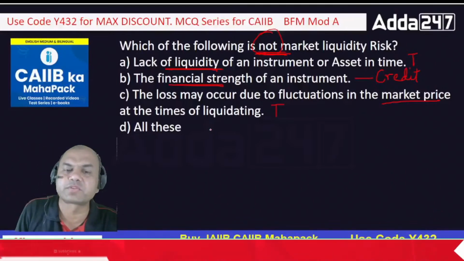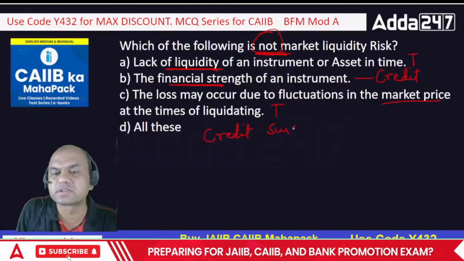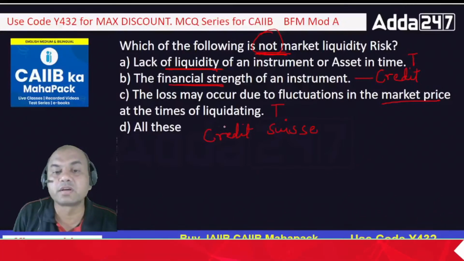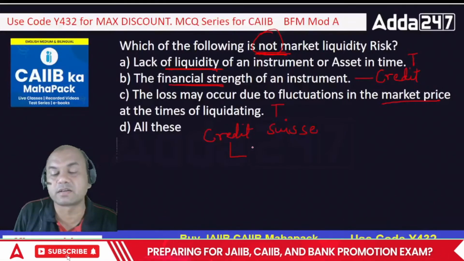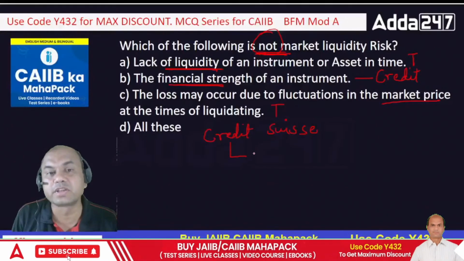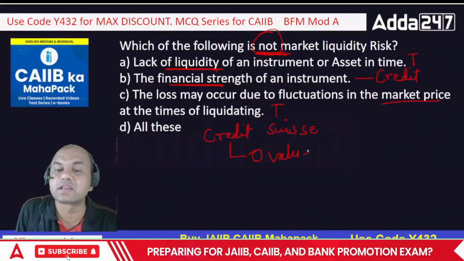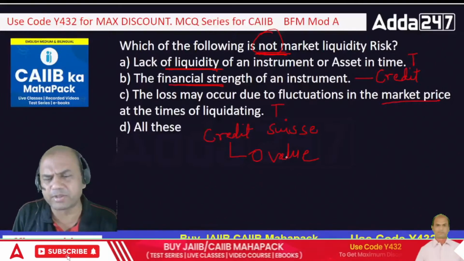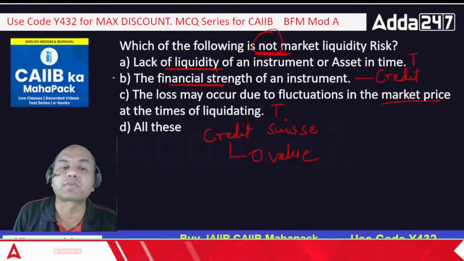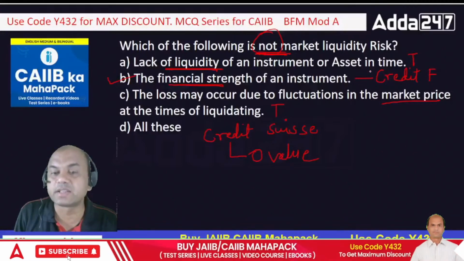Like the same example of Credit Suisse. Credit Suisse was once the bank, just 4 months back, right? They refused to take Adani bonds, stating that we give zero value to these bonds. And what happened to the Credit Suisse bond? Zero value within the next 3 months. It happens. It's karma. So the financial strength of the instrument is a part of credit risk. It's not a part of liquidity risk. So the answer is false over here, and this is what I require.